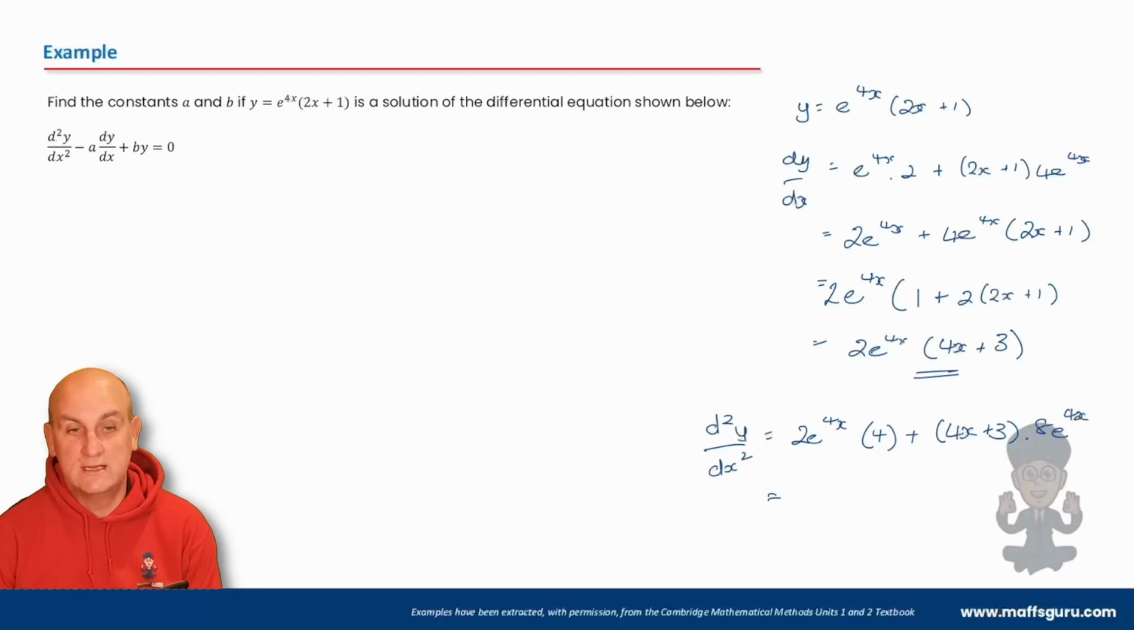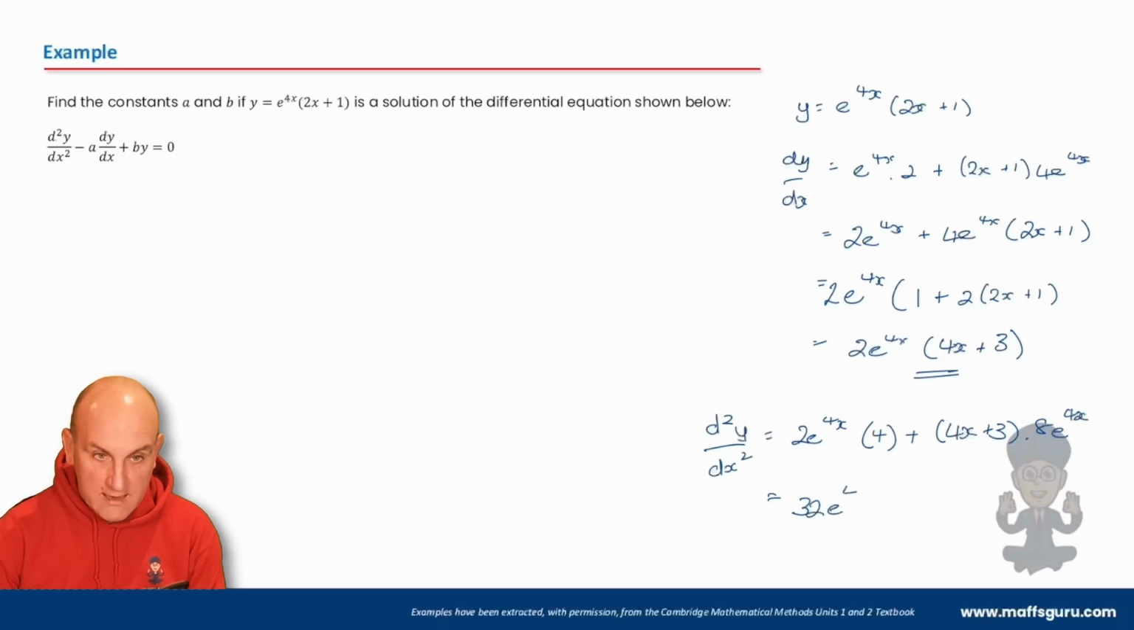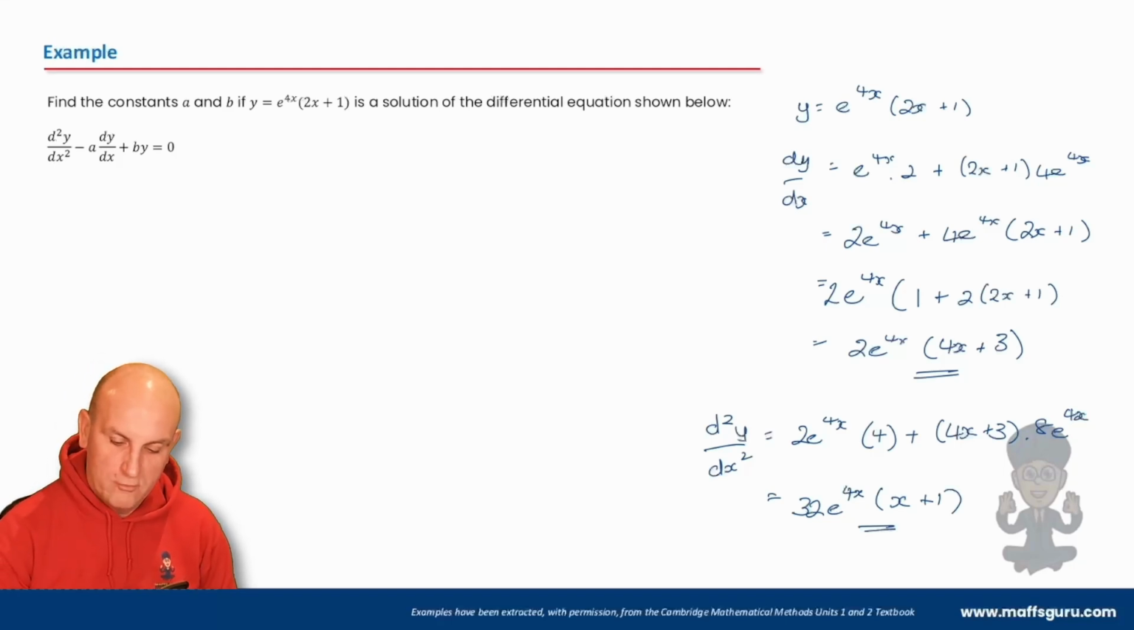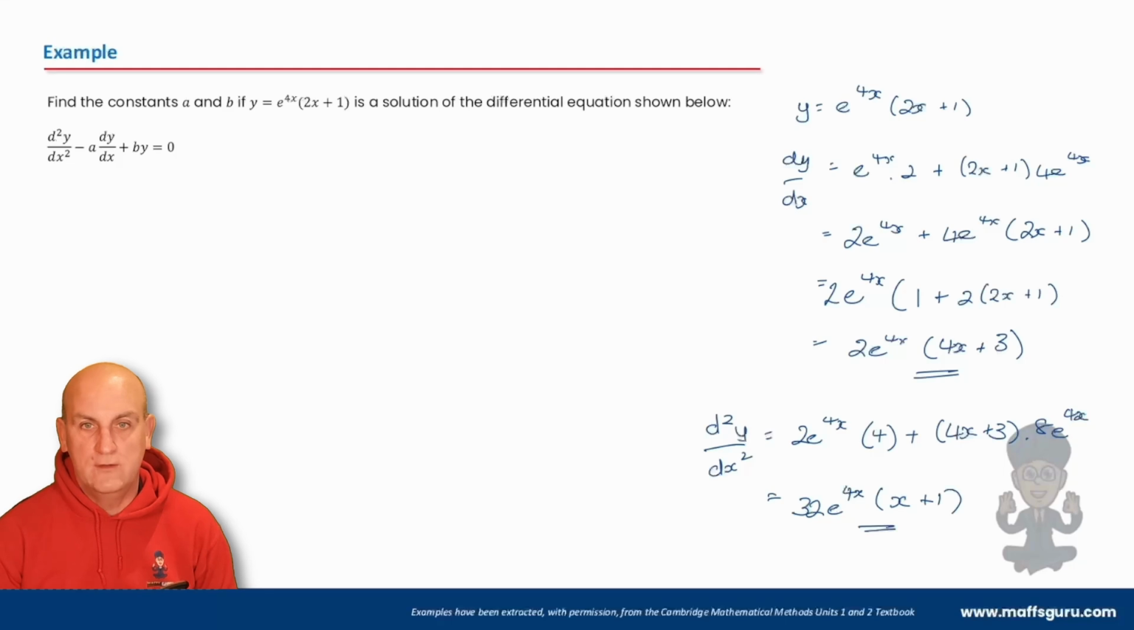Now, again, shortcutting this just a little bit, when I simplify that, I actually get 32e to the 4x of x plus 1. Now, I'm just doing this so that I don't have huge amounts of stuff taking up screen real estate. Right, let's see, where do we go now? So, find the constants a and b if that is true.